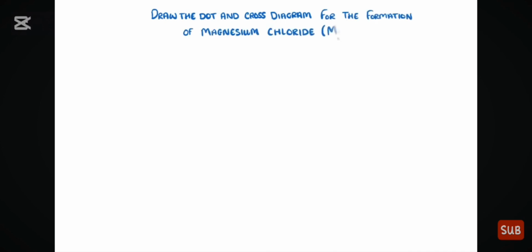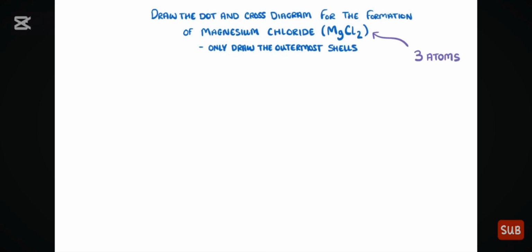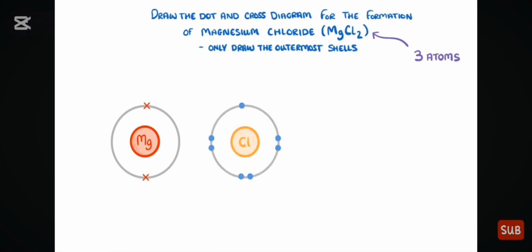Let's consider a harder example. Draw the dot and cross diagram for the formation of magnesium chloride, MgCl2. Only draw the outermost shells. Now this time, we can see that we have 3 atoms in the compound, rather than 2. To start, let's draw out our reactants. We have magnesium, which has 2 electrons in its outer shell that it wants to get rid of, and we have 2 chlorines, both of which have 7 outer electrons, so we need 1 more each.